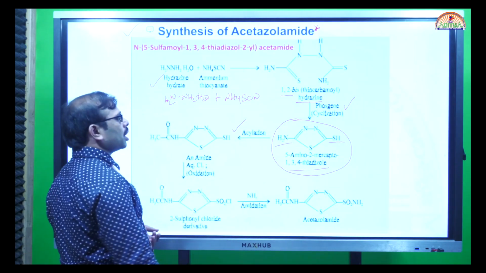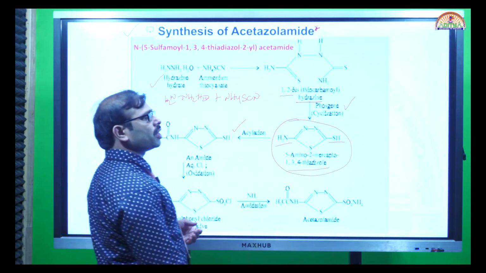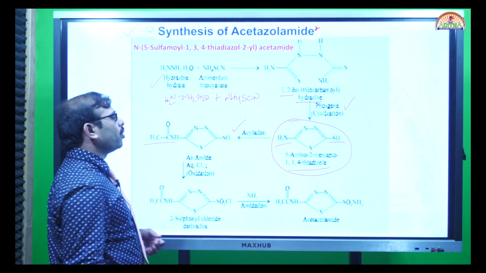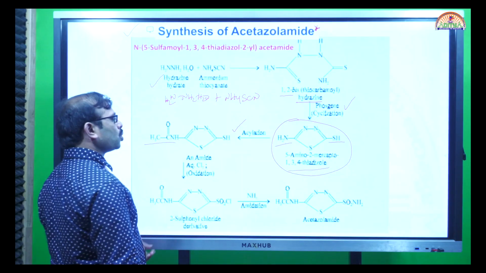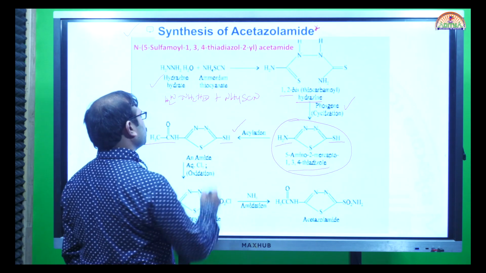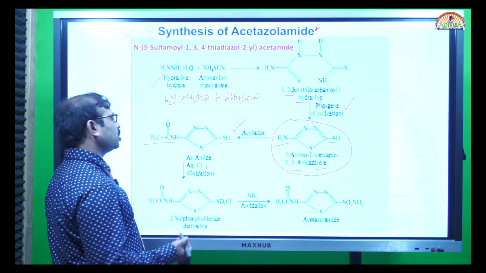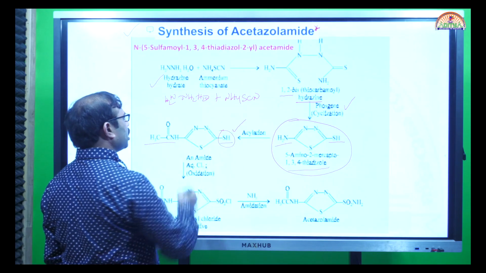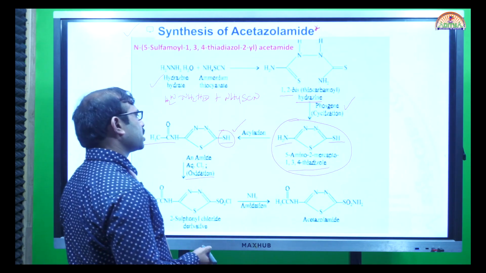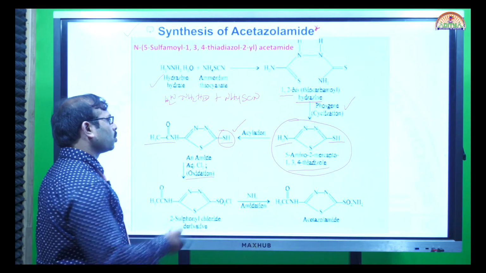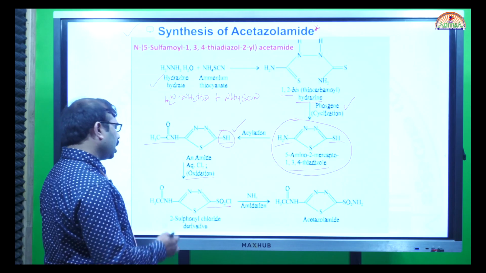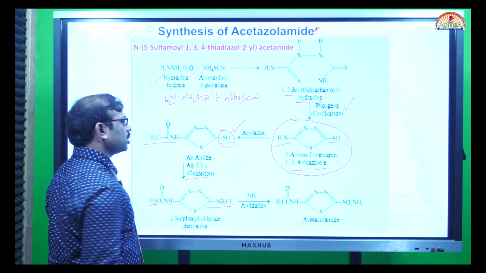If you do the acetylation for the derivative formed in the previous step, the NH group will undergo acetylation. It will give the N-acetyl derivative, having the free SH group at the 2nd position. After N-acetyl formation, you can convert this thiol group by oxidation with chlorine gas in the presence of water. The SH group is converted into the sulfonyl chloride, giving the ring with the N-acetyl group and the sulfonyl chloride at the 2nd position.